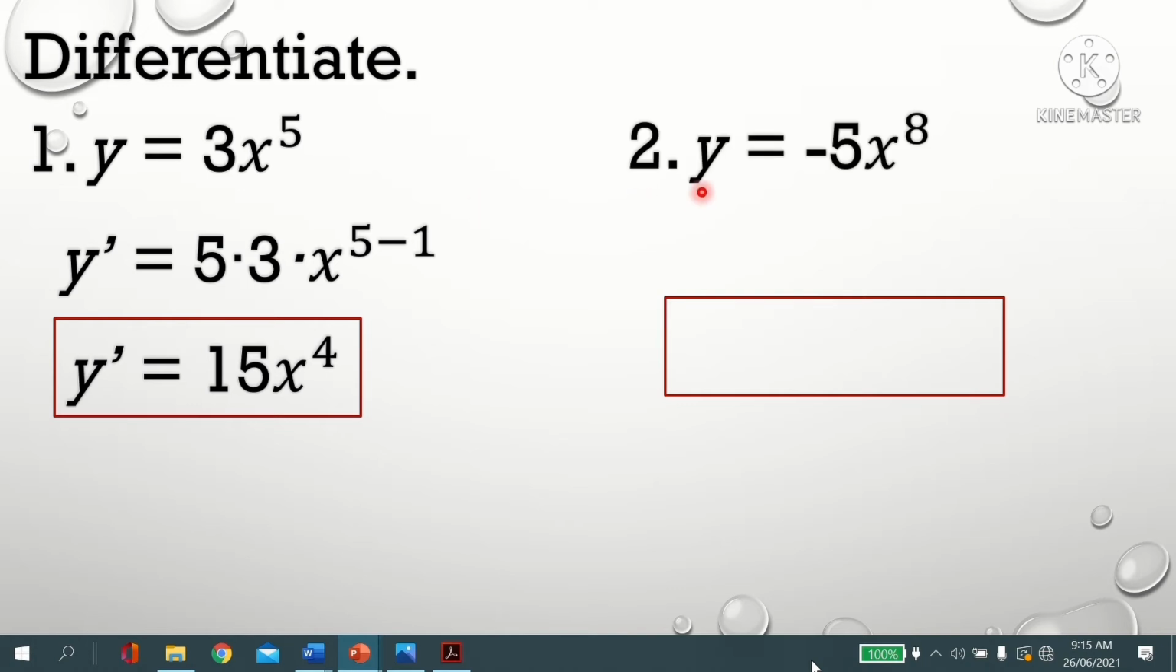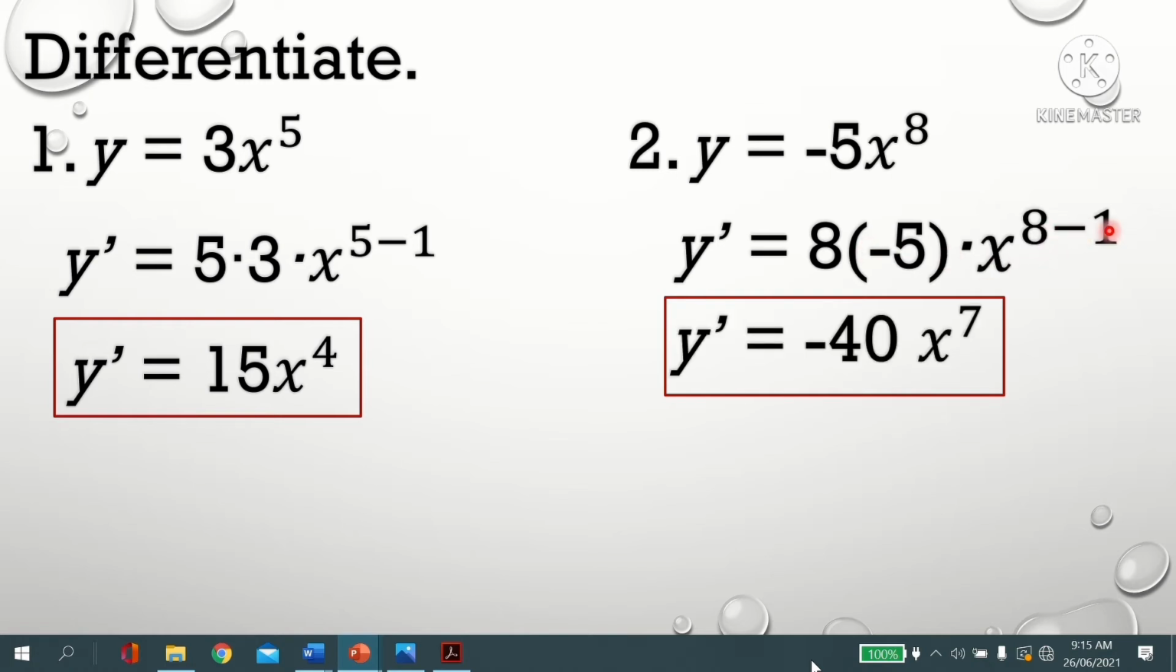Number 2. Y is equal to negative 5x raised to 8. Again, kapag may exponent po dito, i-multiply mo lang po doon sa numerical coefficient following the law of signs. Okay, so y prime is equal to 8, ito pong exponent, times the numerical coefficient, which is negative 5, times x raised to 8 minus 1. And then simplify. So that is negative 40x raised to 7. So, sana po nakuha.